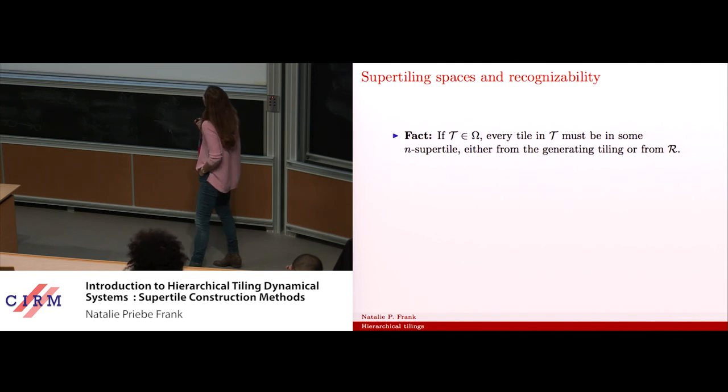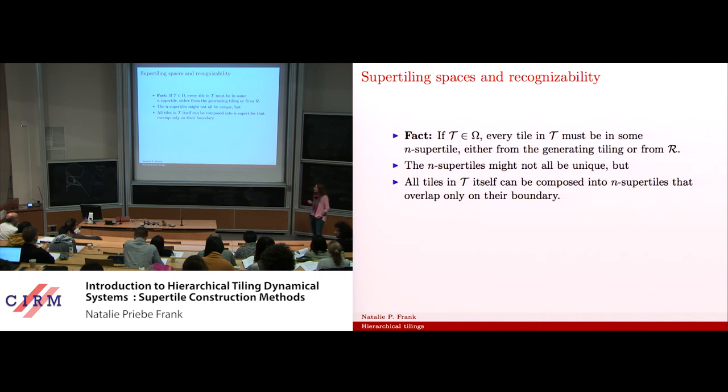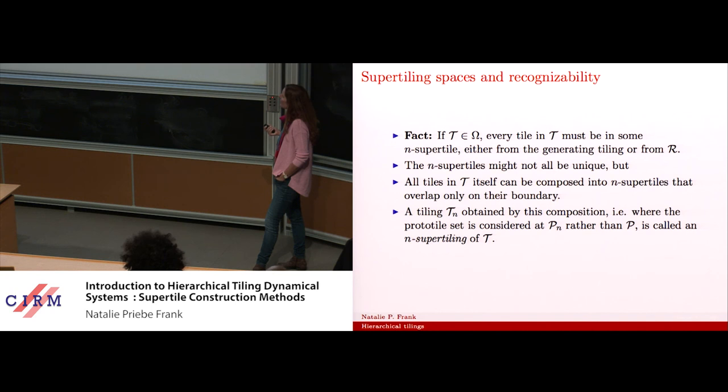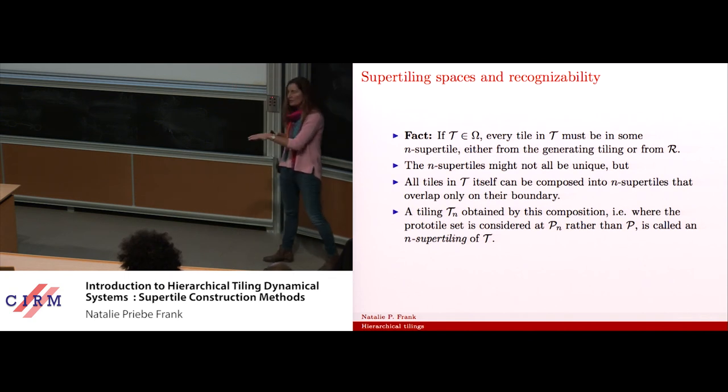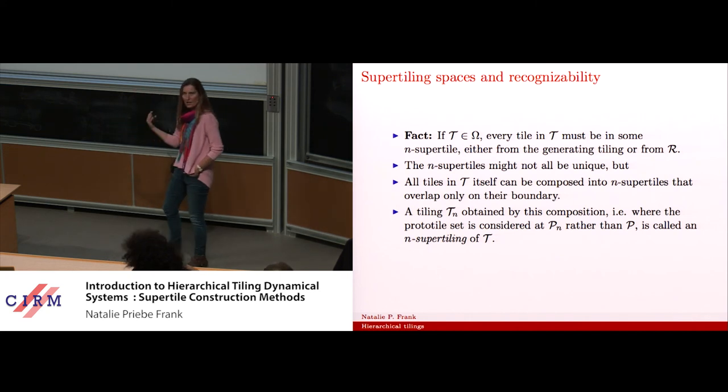Okay, so of course, every tile in any tiling will be in n-supertiles of every level because of the way the space has been defined. So I know for a fact that I'm always in n-supertiles of all levels, but they might not all be unique, like I said. But you can always think of T as being composed of n-supertiles instead of ordinary tiles. So you can use the notation T sub n to mean the tiling T, except thought of as having been constructed out of n-supertiles as opposed to original tiles. If I'm in T sub n, I can break it down into prototiles. I'm calling that an n-supertiling for T. And of course, there will be countably many, one for each n, at least.